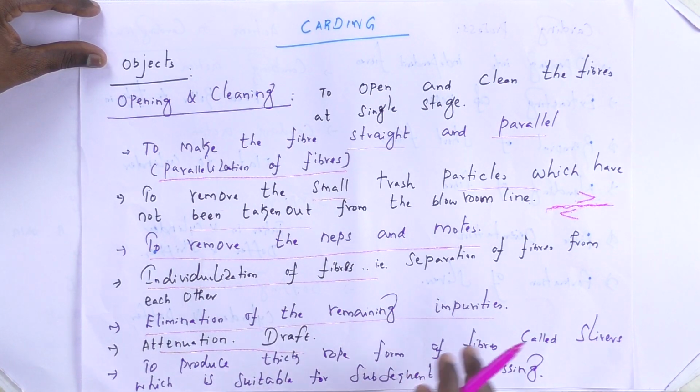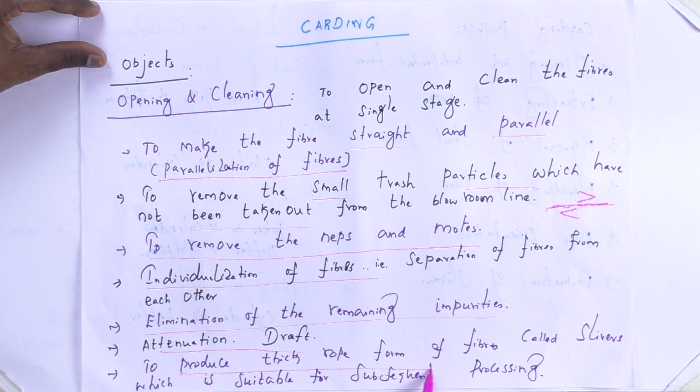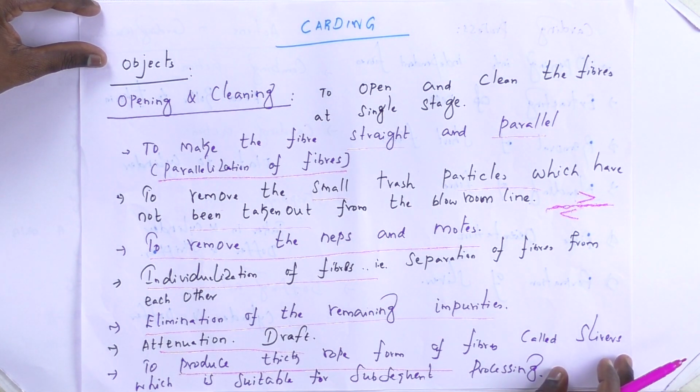Here draft is achieved. What is draft? By applying force, the length of the material is increased and thickness is reduced. That parameter is called draft. Here in carding, the draft is achieved. So the sliver thickness is reduced, length is increased, and a thick rope form of fibers is produced. A thick rope form of fibers is nothing but sliver, the output material of carding machine.